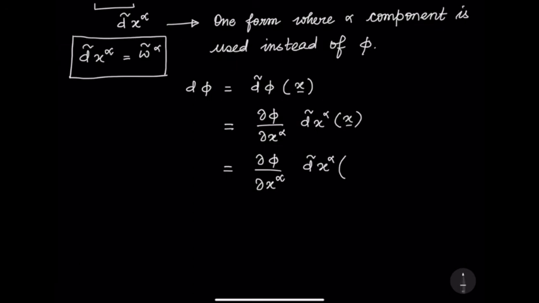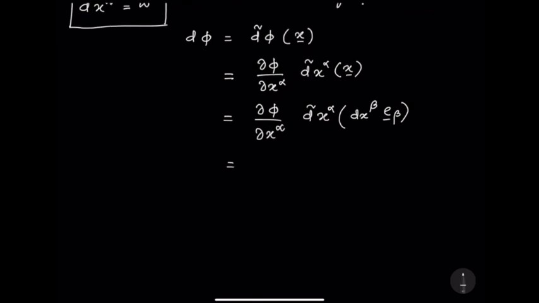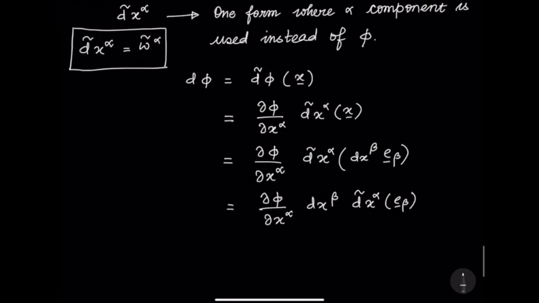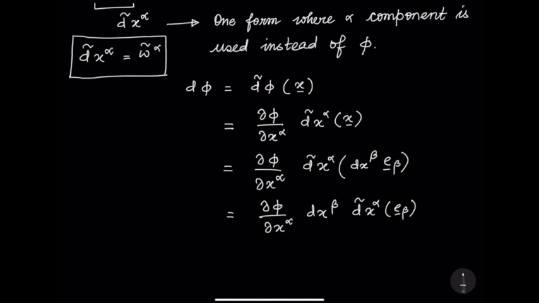What is the vector x? It is dx beta, and you see that we get back this calculation. Actually we have done it once, but in a little different looking fashion. So I get this, which is essentially delta alpha beta.